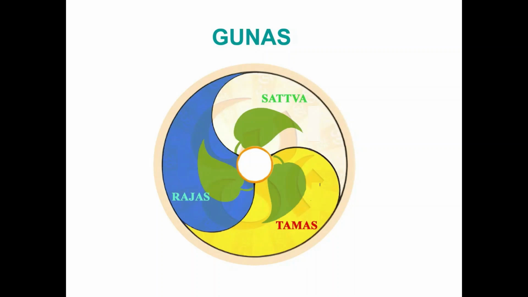The three gunas are sattva, purity, balance, and harmony; rajas, activity, passion, and movement; and tamas, darkness, dullness, and inertia. It is believed that maintaining a balance of the three gunas is essential for overall health and well-being. Each individual has a unique balance of the three gunas, and this balance can be influenced by diet, lifestyle, and environment.